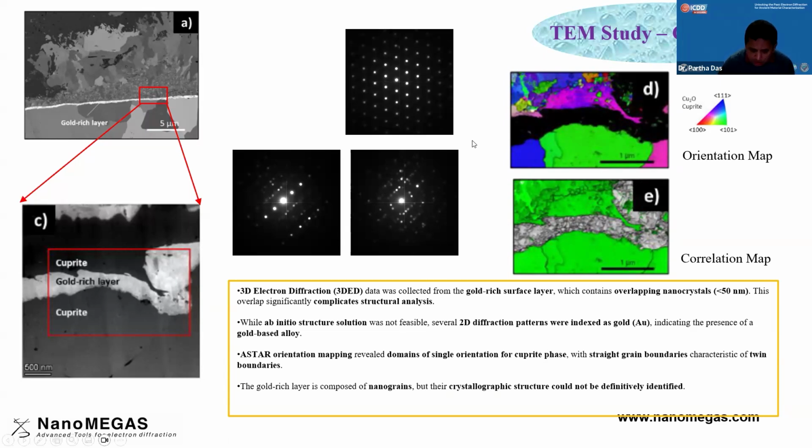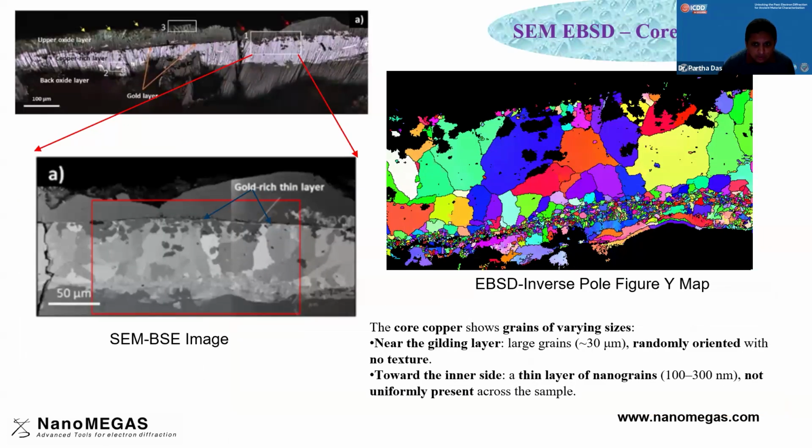Once we got some information on the gold layer, we said, okay, let's look at the samples on much bigger scales using EBSD. Because what we have seen so far with the TEM scans a very small area, but EBSD in SEMs gives information of a very big area. Looking with EBSD near the gilding layer, which is basically the gold layer, we saw very large grains, about 30 micron grains, with random orientations and no texture.